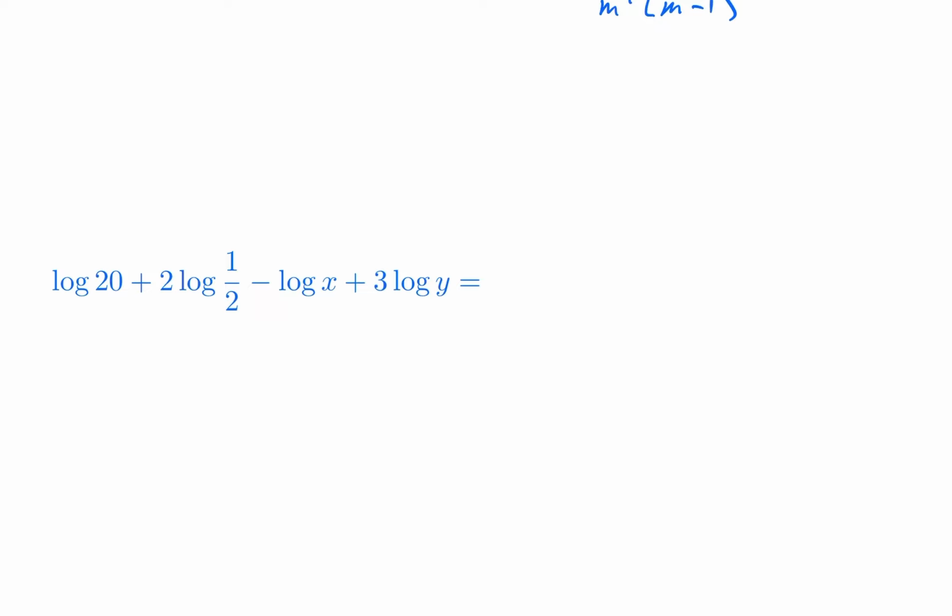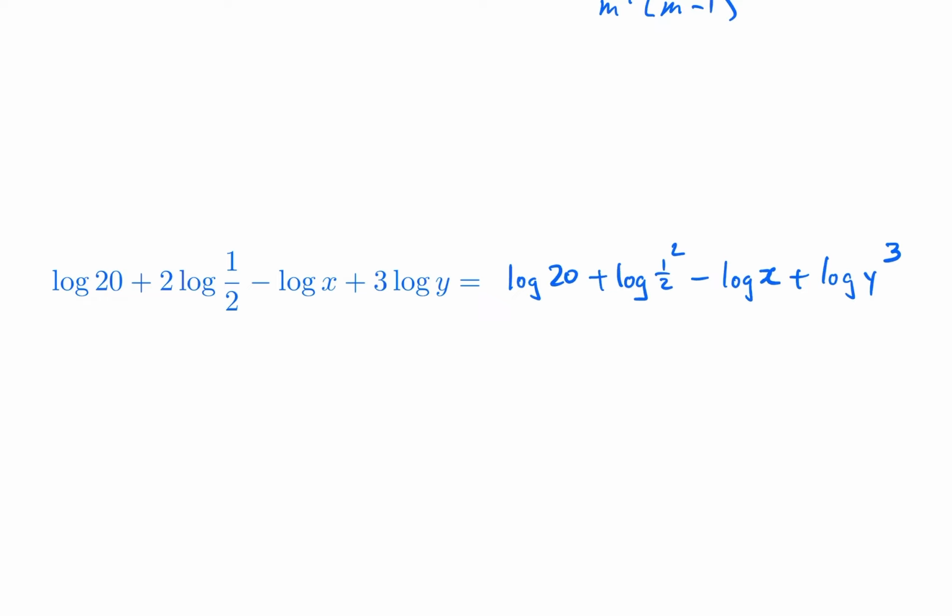We have log of 20 plus 2 log of 1/2 minus log of x plus 3 log of y. Okay, so we got a number of components here. So let's go ahead and resolve these coefficients first. So this becomes log of 20, nothing changes there, plus the log of 1/2 squared, minus the log of x, nothing changes there, plus log of y cubed.